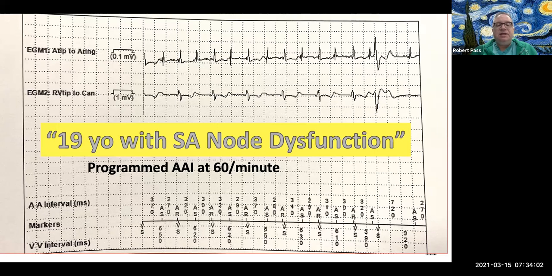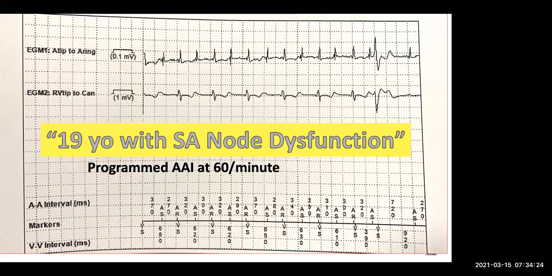Now, it may be that at slower rates below this rate, he does conduct 1-to-1, or she does conduct 1-to-1. But at this fast of an atrial rate, clearly there is not 1-to-1 AV conduction. So I think it's an example of a patient who's probably not programmed optimally.